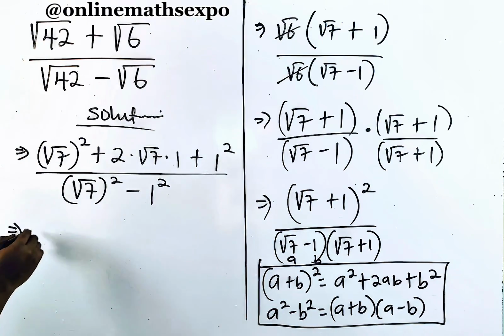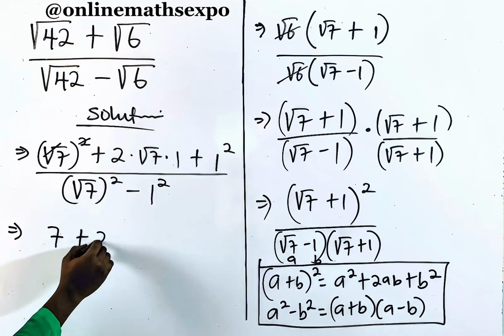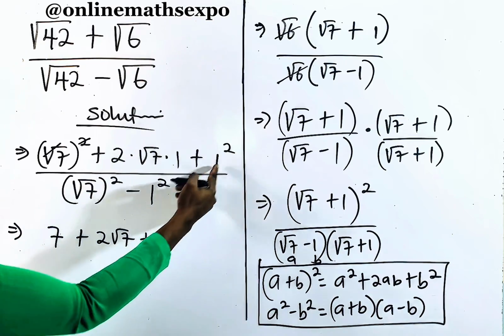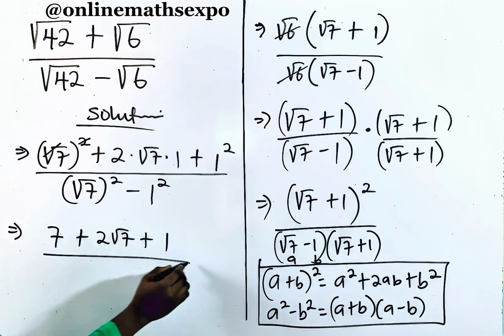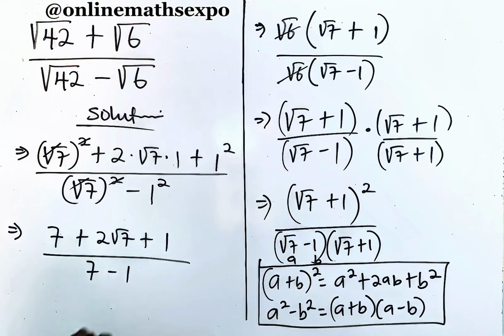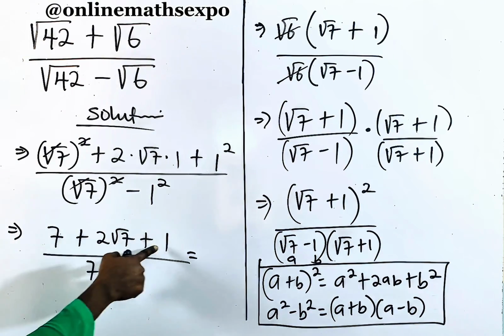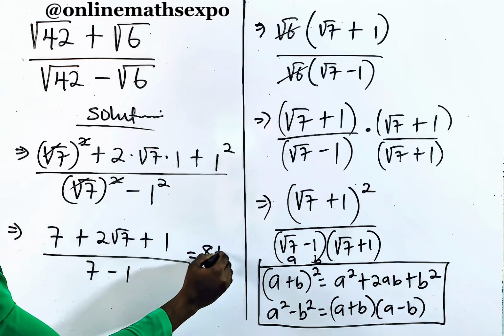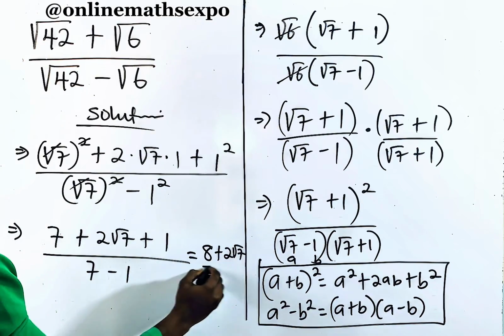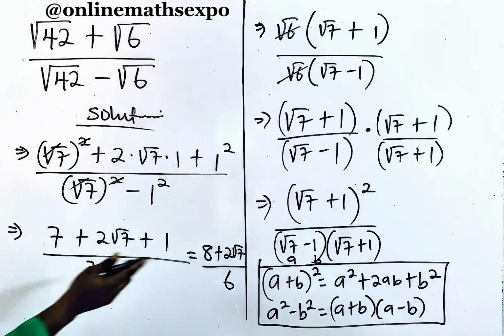Keep simplifying. This square, we take the square root of, we have 7. Multiply this, we have 2 root 7. 1 squared gives us 1, divided by 7 minus 1. Keep simplifying this: 7 add 1 gives us 8 plus 2 root 7, divided by 6.